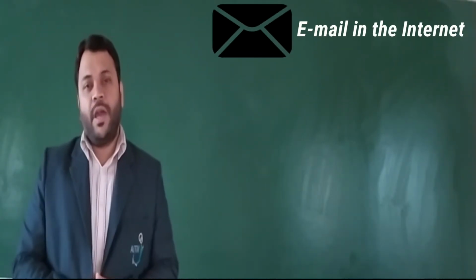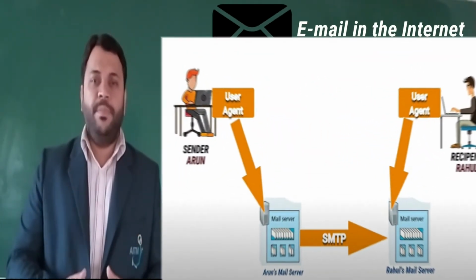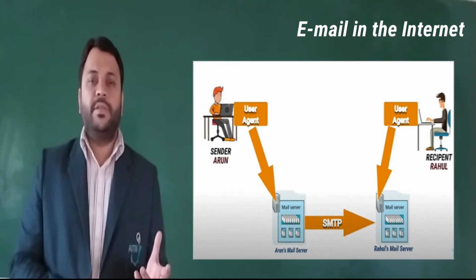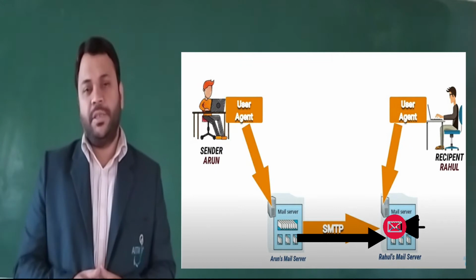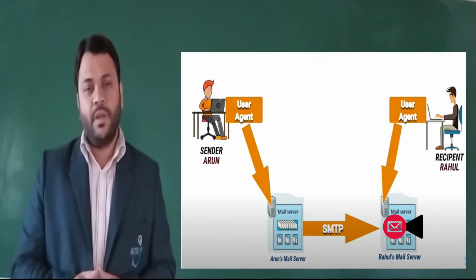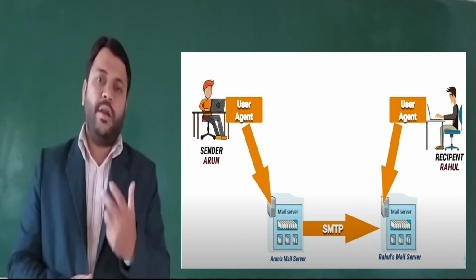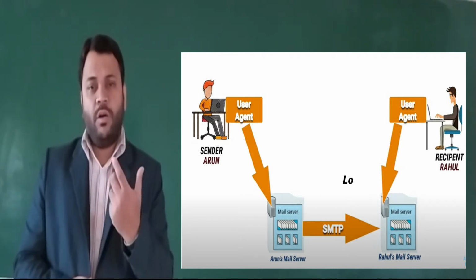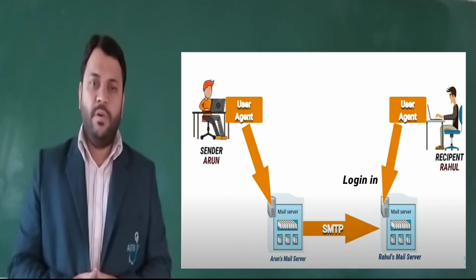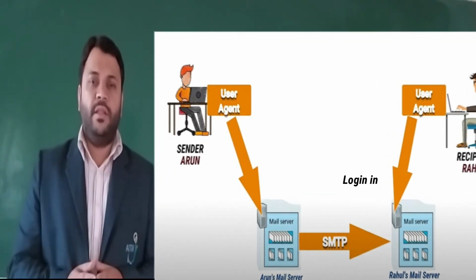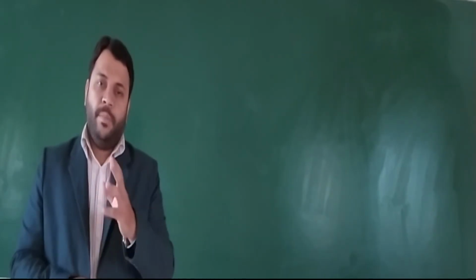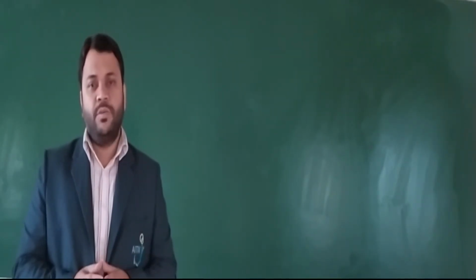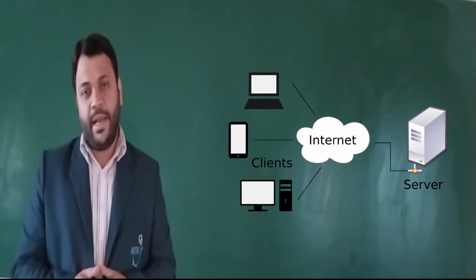In the last video, we have seen SMTP delivers the message from Arun's mail server to Rahul's mail server. The message is placed in Rahul's mailbox. So throughout this discussion, we have assumed that Rahul reads his mail by logging onto the server host. This was the standard way of doing things in the early 1990s. But today, mail is accessed using a client-server architecture.